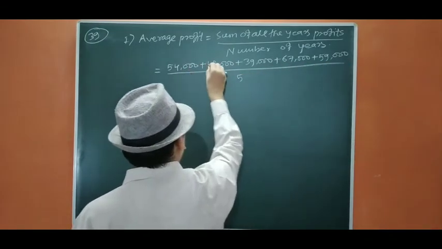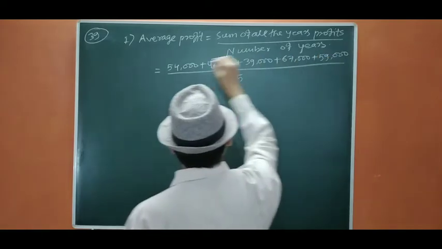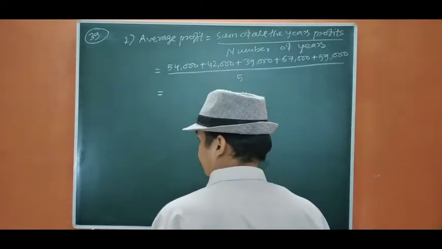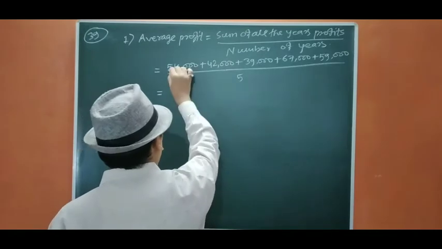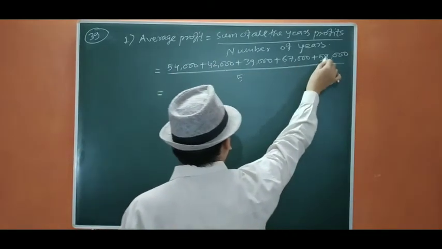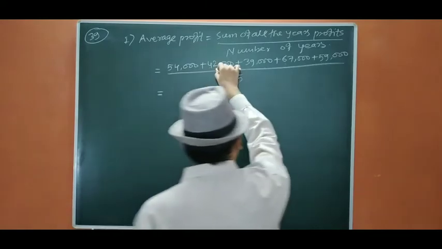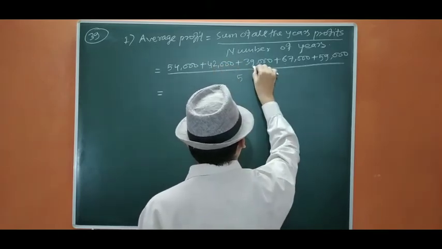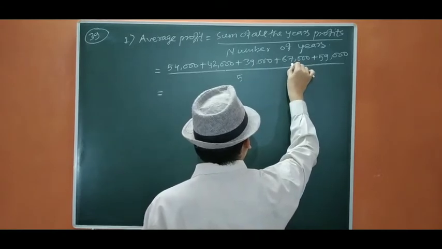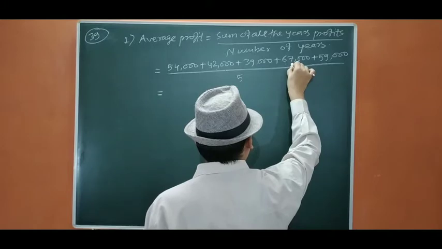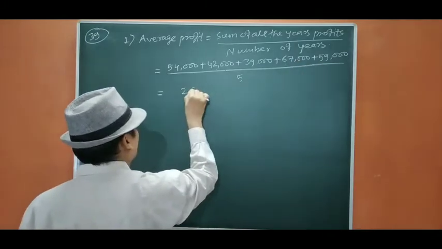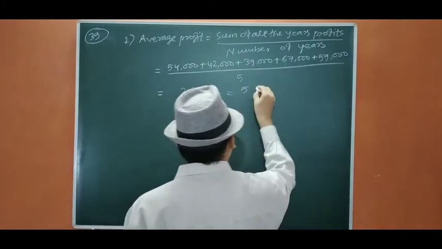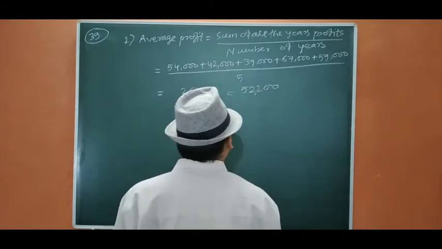5. So it is 5, 9, 12, 18, 23, 23. So 126, 236, 245, 252, 261, upon 5. 5 5s are 25, 1 carry 5, 2 5s are 10, 52,200.